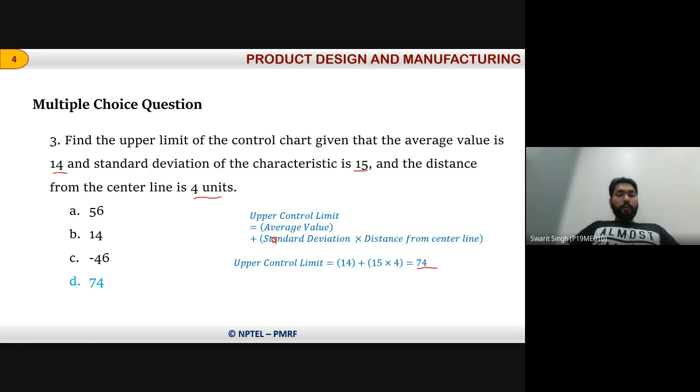So I hope you all are able to solve this question now. If the upper limit is asked, you can use the formula: upper control limit is equal to average value plus standard deviation multiplied by the distance from the center line. So this is one question.